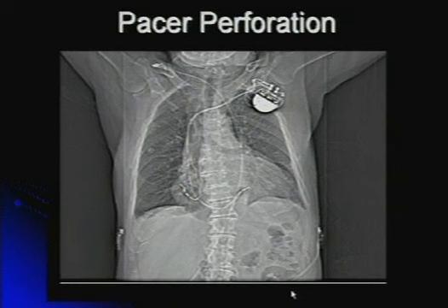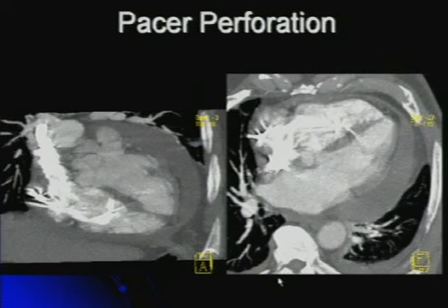This is a patient who underwent pacemaker placement and had a follow-up chest X-ray a day later and was noted to have an abnormal right heart border contour. CT imaging demonstrated a large pericardial effusion, seen here. And we can see that the pacemaker wire has perforated through the right atrial wall.